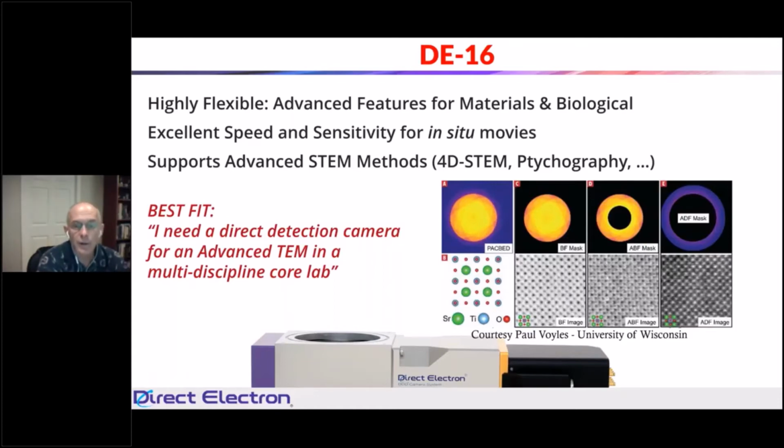The image there shows the position average convergent beam electron diffraction image on the left, as well as the masks that he then applies to that image so that he can create a bright field image, an annular bright field image and an annular dark field image of the strontium titanate sample.